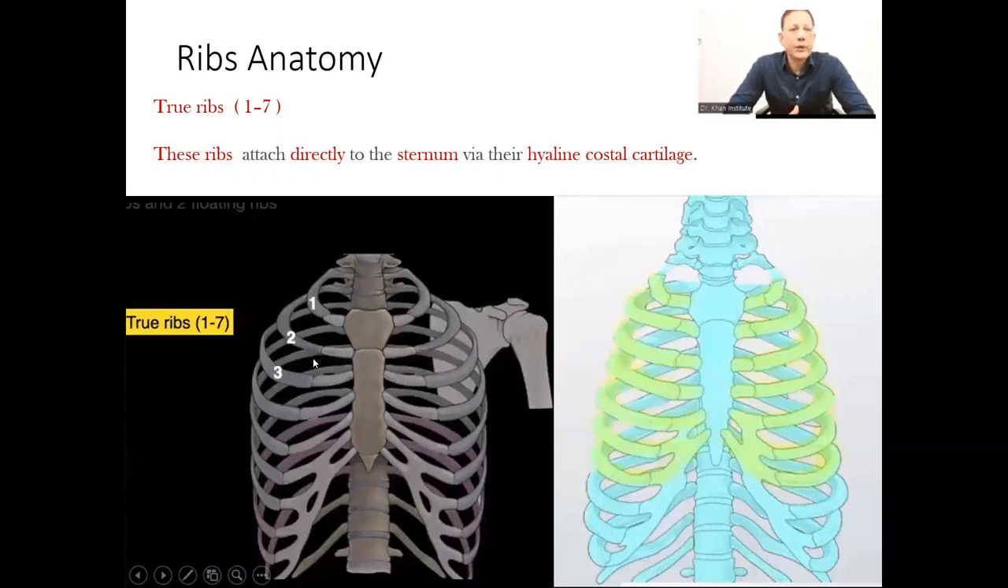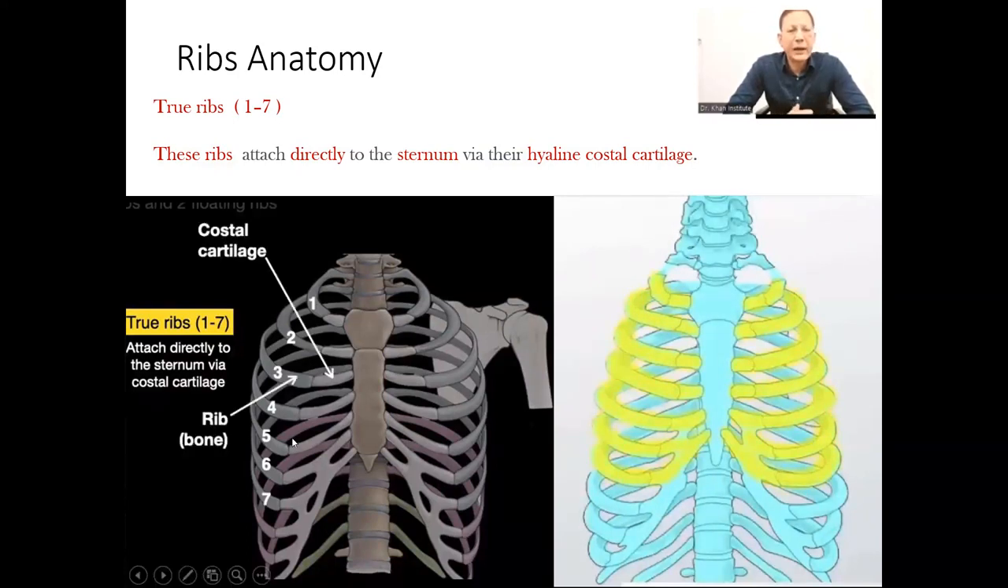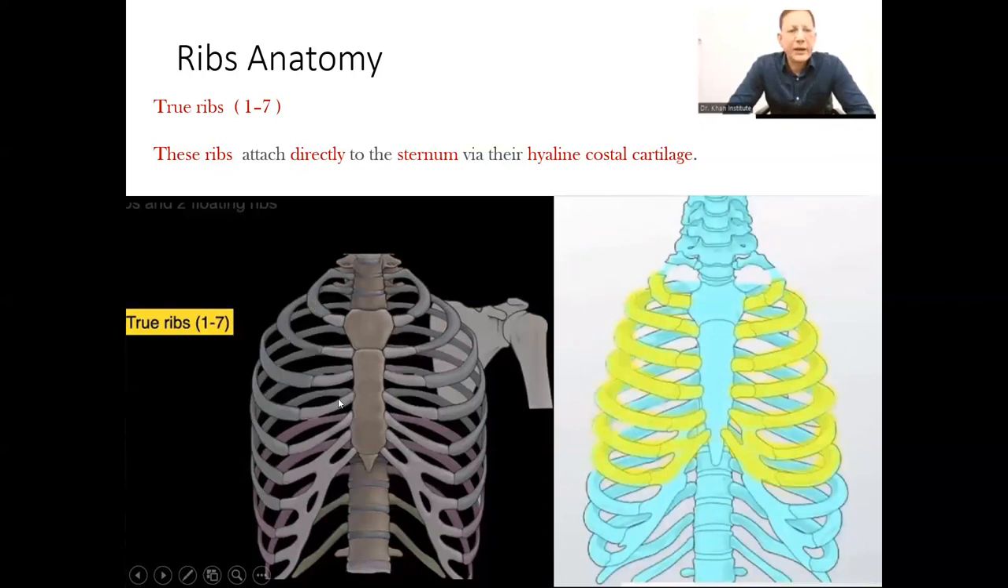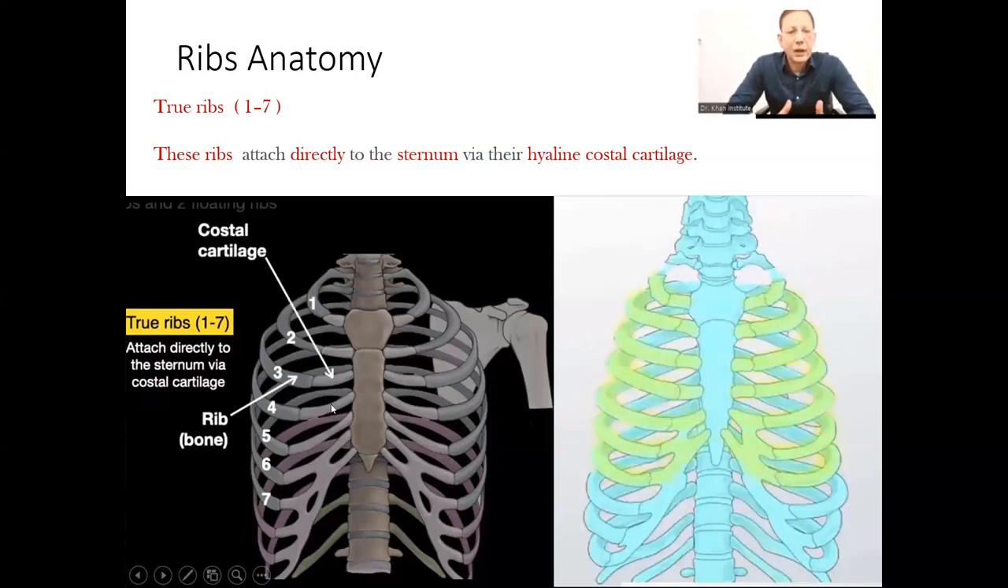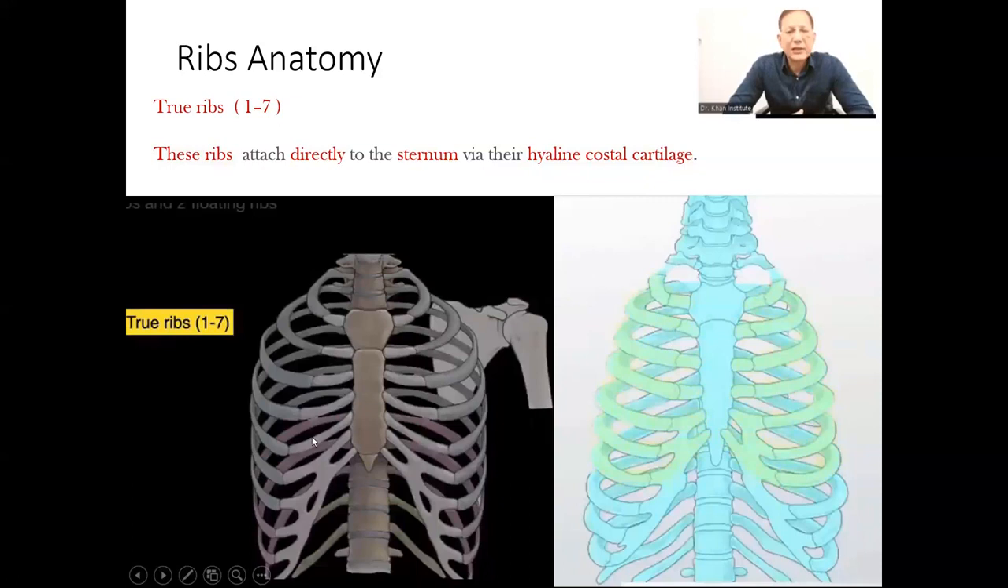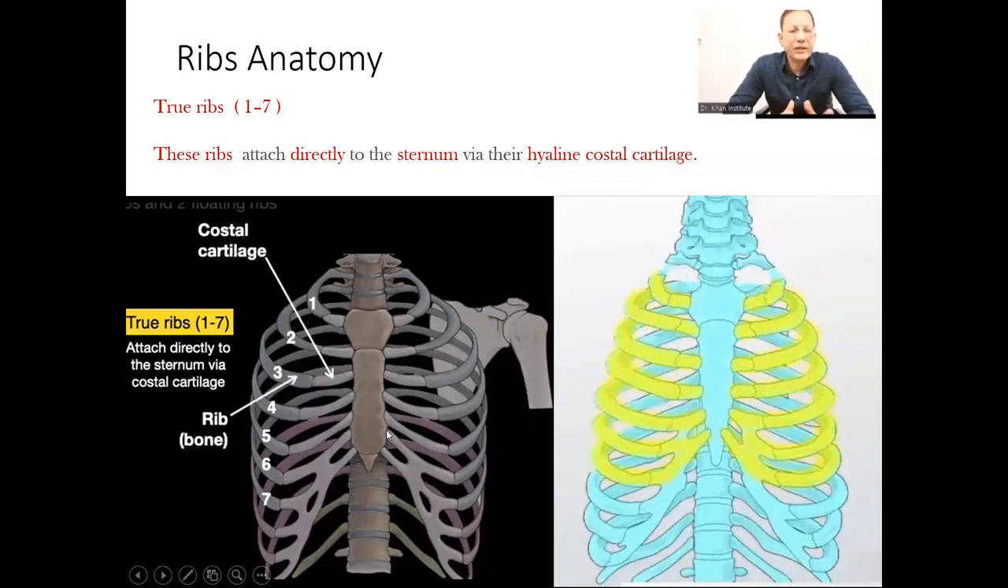True ribs are the first 7 pairs of the ribs. These are called true because each of them has a direct and independent costal cartilage. This one is the costal cartilage. Each rib has its own independent costal cartilage. The costal cartilage of these ribs is relatively long and extends from the ribs to the sternum, providing a direct and continuous connection.